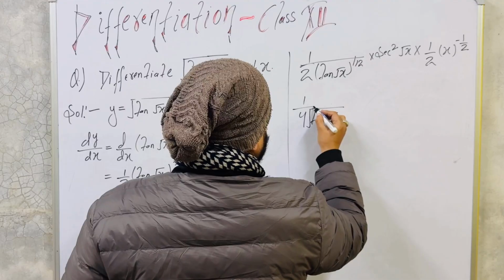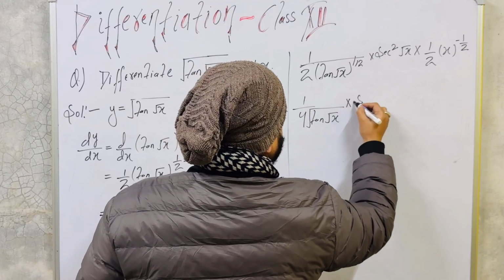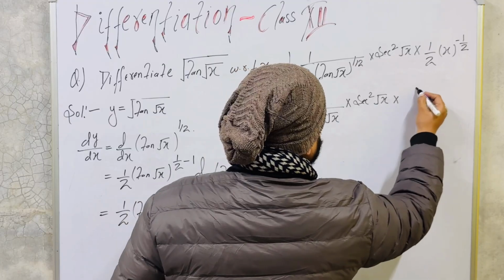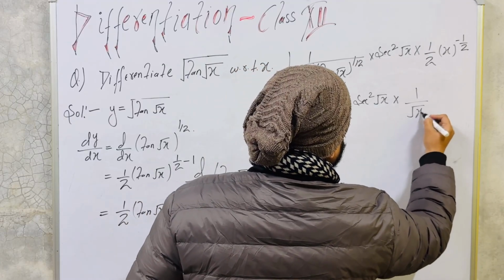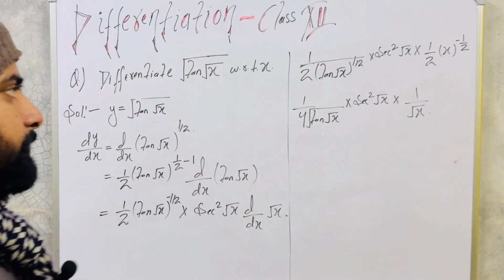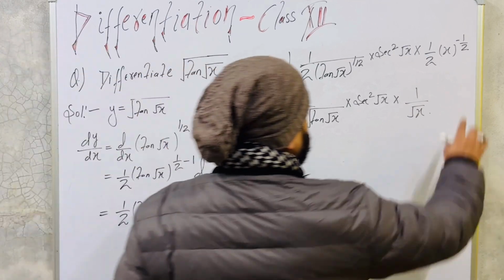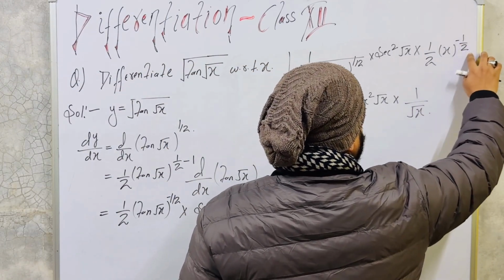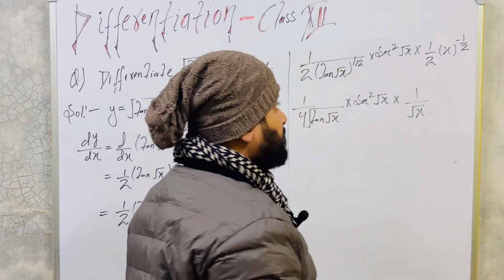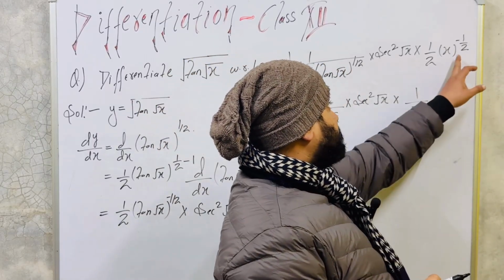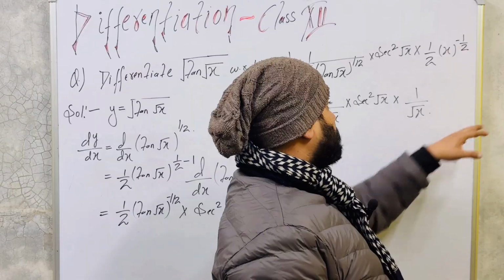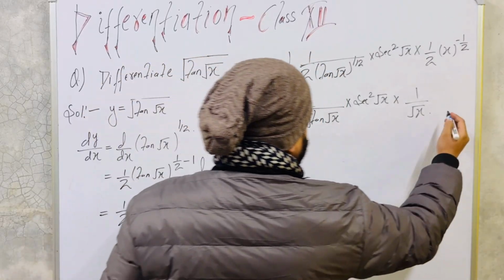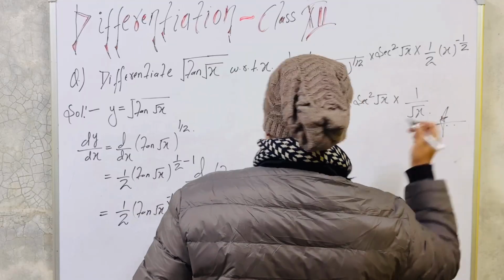the power of whole under root into sec square under root x into 1 upon under root x, because this is the power of x is minus 1 by 2, this is negative, we have transferred this x to the power minus 1 by 2 to denominator, that is the power is positive. Okay, this is the final answer. Okay, note down.